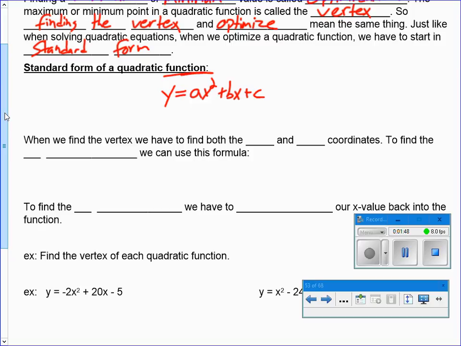Now we find the vertex, right? The vertex is a point, so it has an x and a y coordinate. We have to find both or we haven't found it. To find the x coordinate, we have a formula. Take the opposite of b and divide it by 2a.